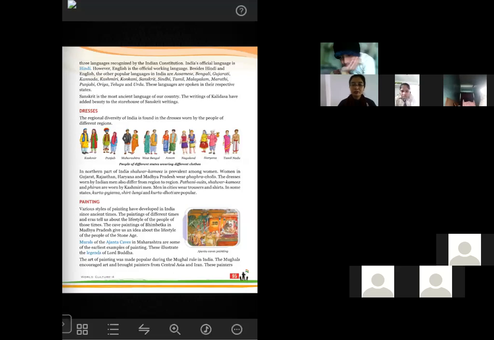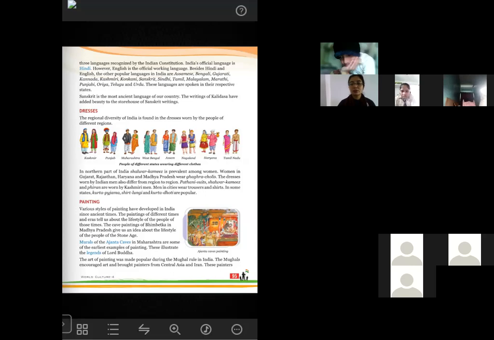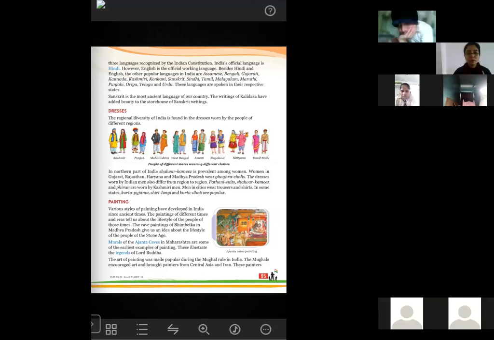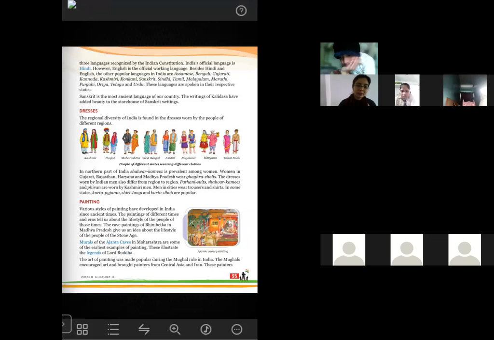We get to know about their lifestyles. And when there were kings and queens, this system was there. Then also the royal lifestyle, the royal courts. About all these things, we can know through the paintings of the previous time.